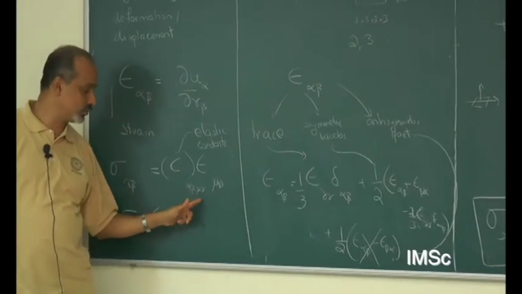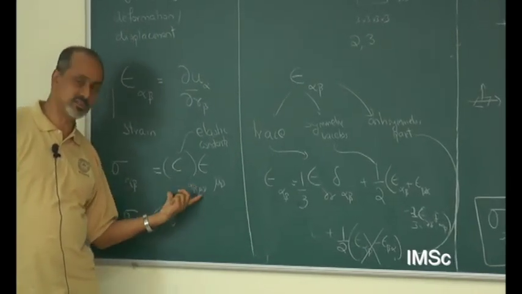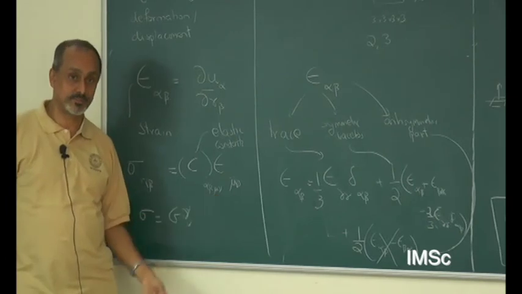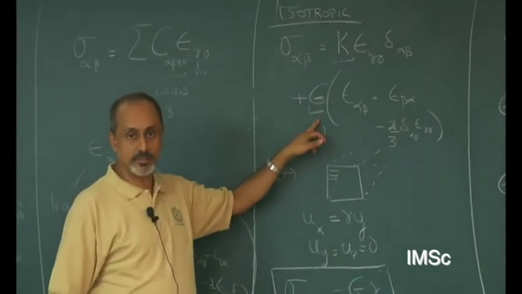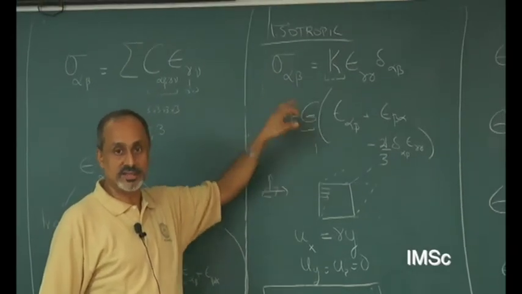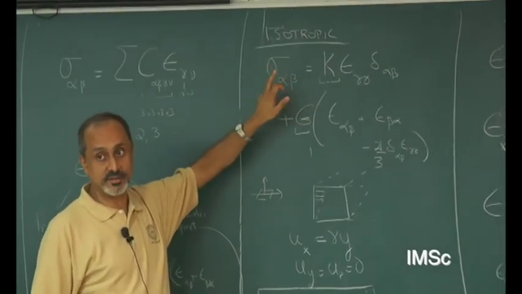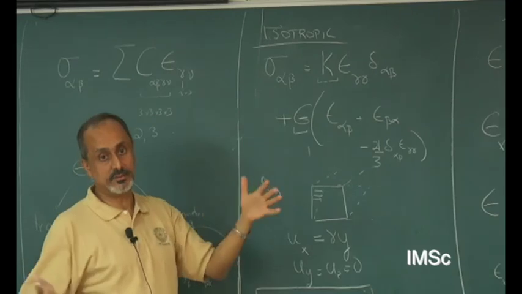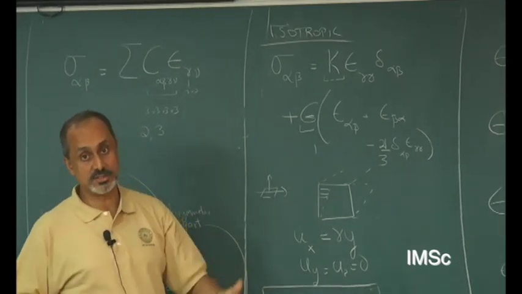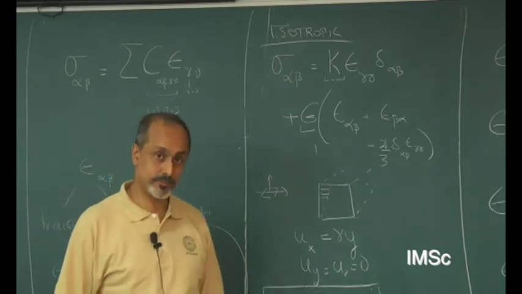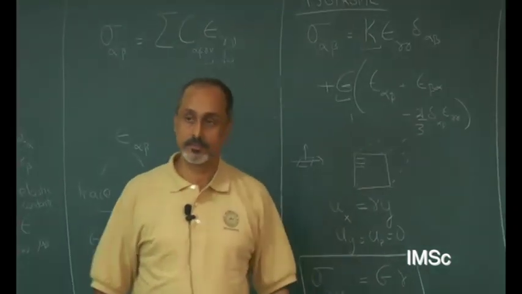So 2 times 2 times 2 times 2 is the number of components of the C in the most general sense. But this remains the same. The K and the G remain the same between 3 dimensions and 2 dimensions. There are still 2 constants to be specified. One is the force that you must apply to compress things, and the other is the force that you must apply to shear things, which you found out here. So this is the general relation, right?